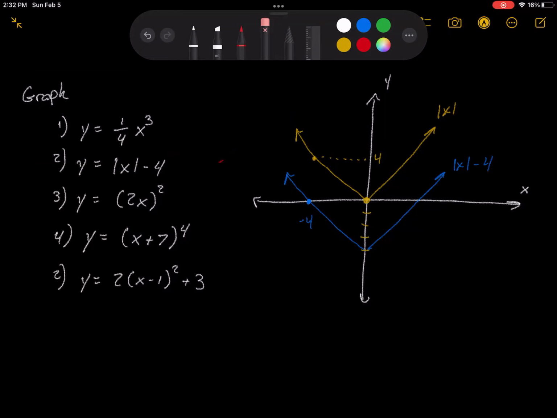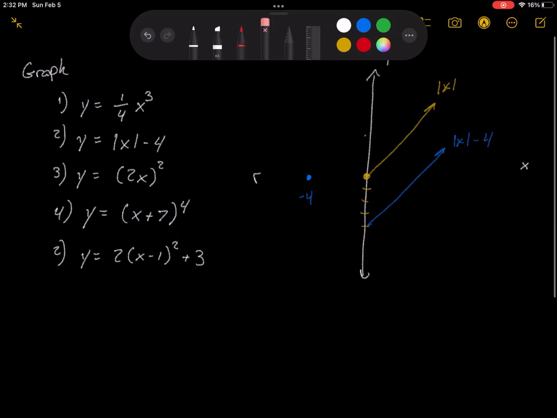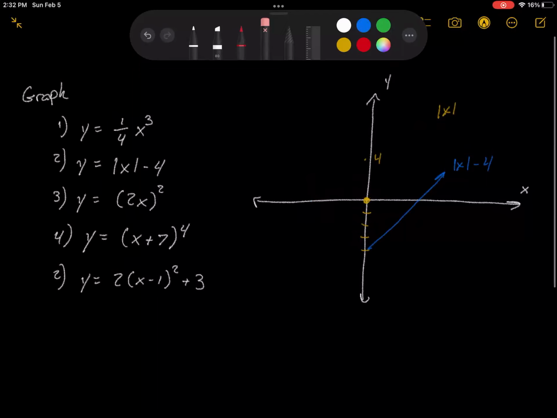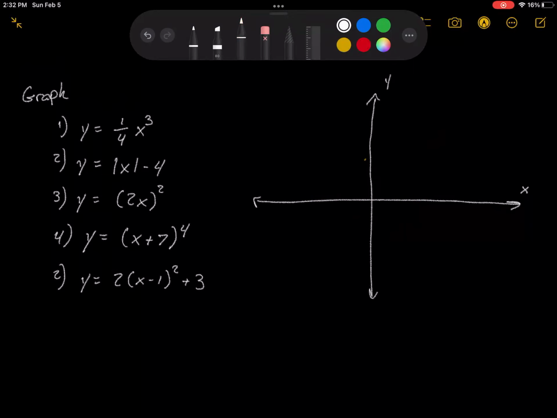All right, let's think about function number 3. I want to look at 2x squared. Okay, there we go. So I'm going to view this as a transformation of the x squared function. So x squared looks like this. 2 squared gives you a 4. So let's label this. This is the original x squared function.